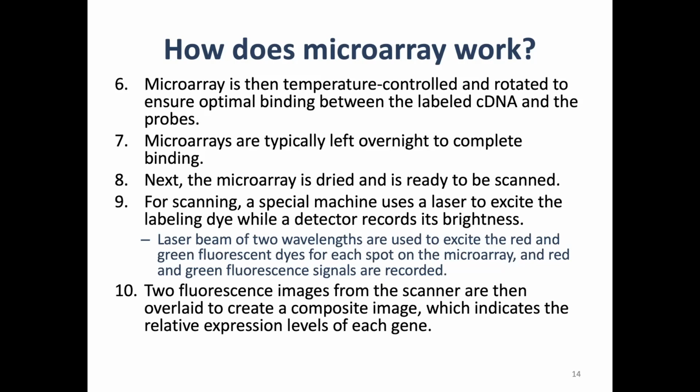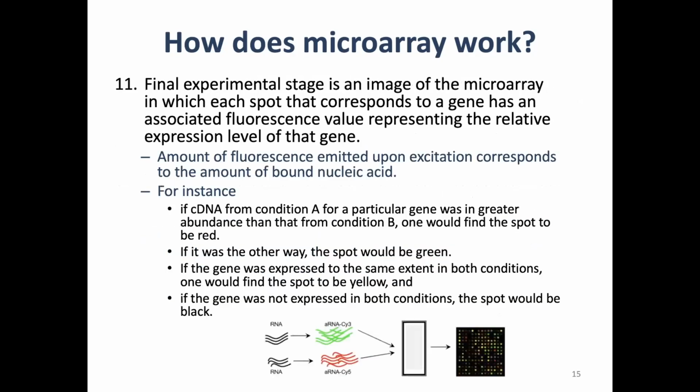Two fluorescence images from the scanner are then overlaid to create the composite image, which indicates the relative expression level of each gene. So the final experimental stage is the image. From a microarray experiment, the final raw data is an image file. It is not like RNA-seq where you get the read counts. In a microarray, you get the image files.